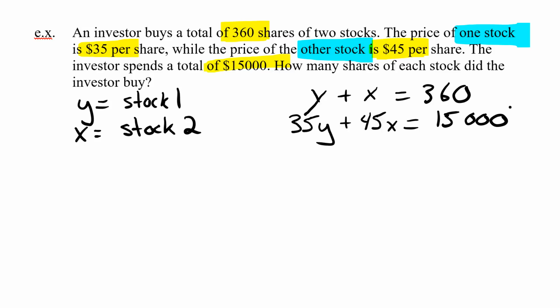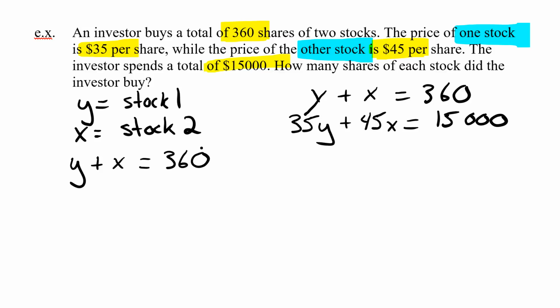Again, if you look at it, the first sentence kind of gives us our first equation. The second and third sentence gives us our second equation. So we've got our equations. They're not fractional coefficients, so I can go right to it. I'm going to use one of the equations to isolate one of the variables. I think it's pretty easy to see this will be a much easier equation to work with. So I've got y plus x equals 360.